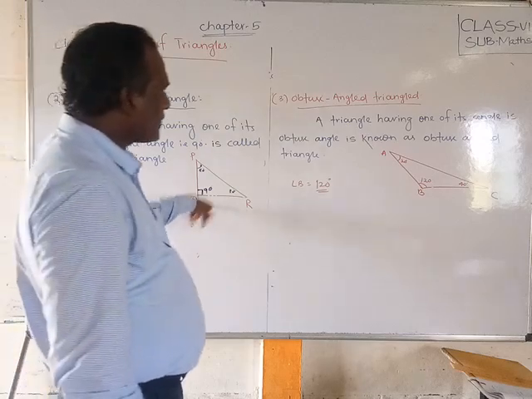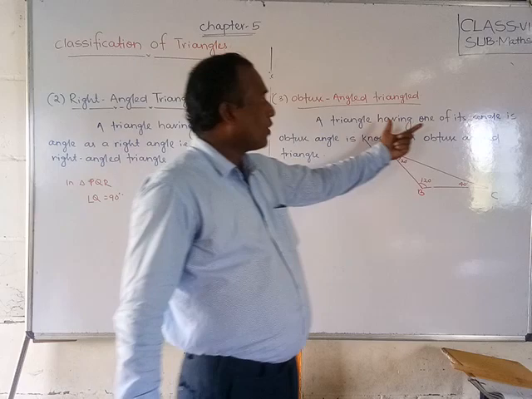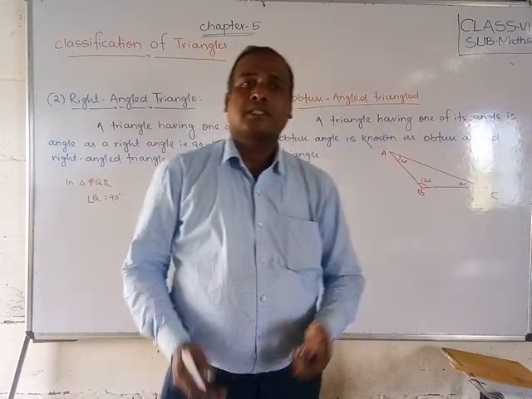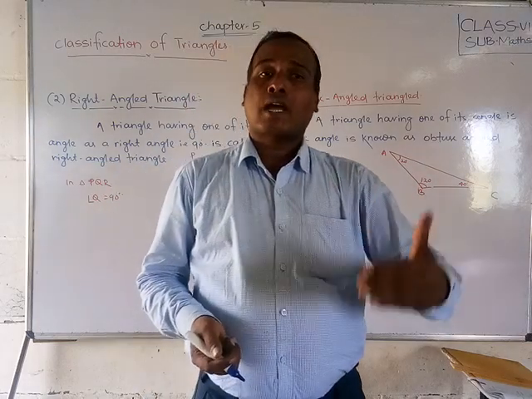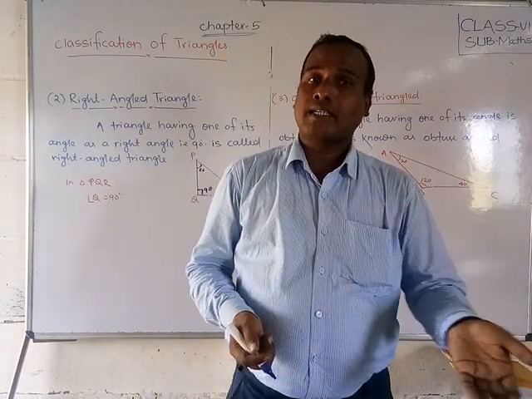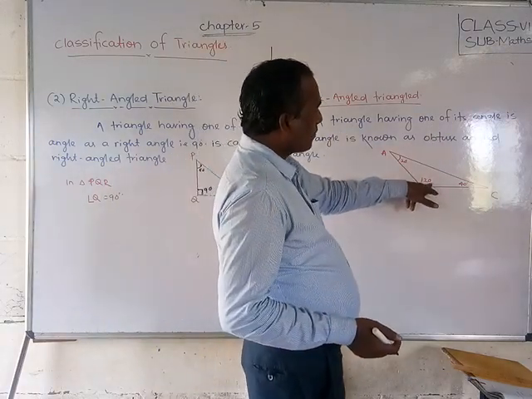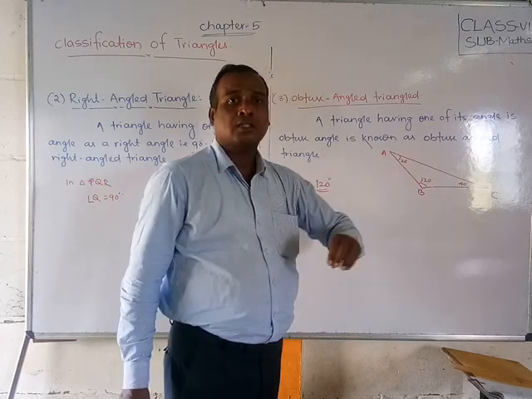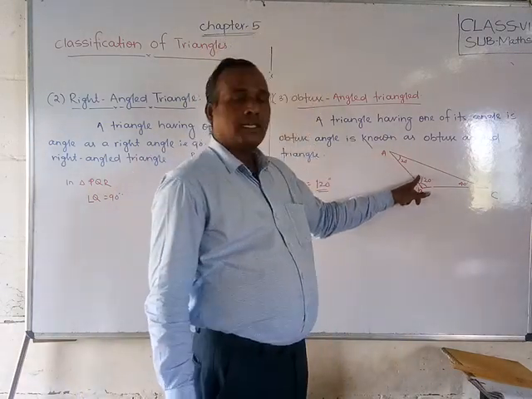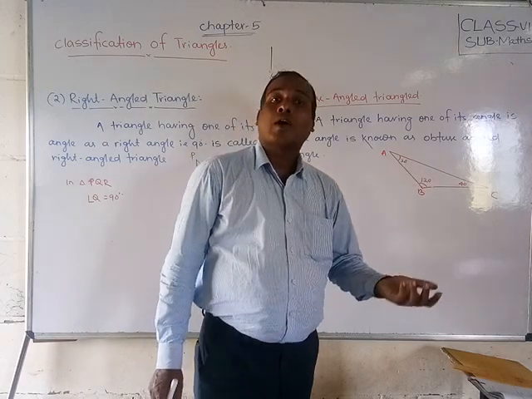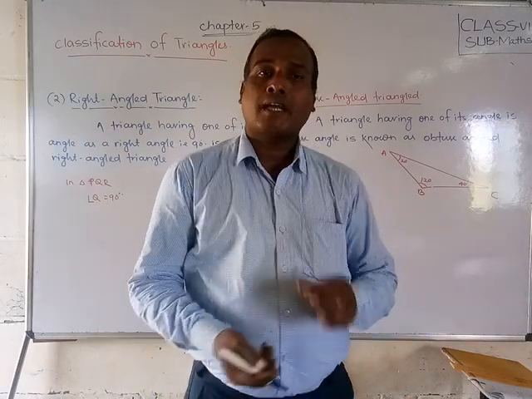Similarly, friends, the obtuse angle triangle. That is the third type. A triangle having one of its angles as an obtuse angle. Just like the right angle, an obtuse angle should lie between, that is, more than 90 degrees and less than 180 degrees. Observe here, friends: one of the angles is 120 degrees. That is called an obtuse angle, meaning the angle is more than 90 degrees and less than 180 degrees. That's why this triangle is called an obtuse angle triangle.